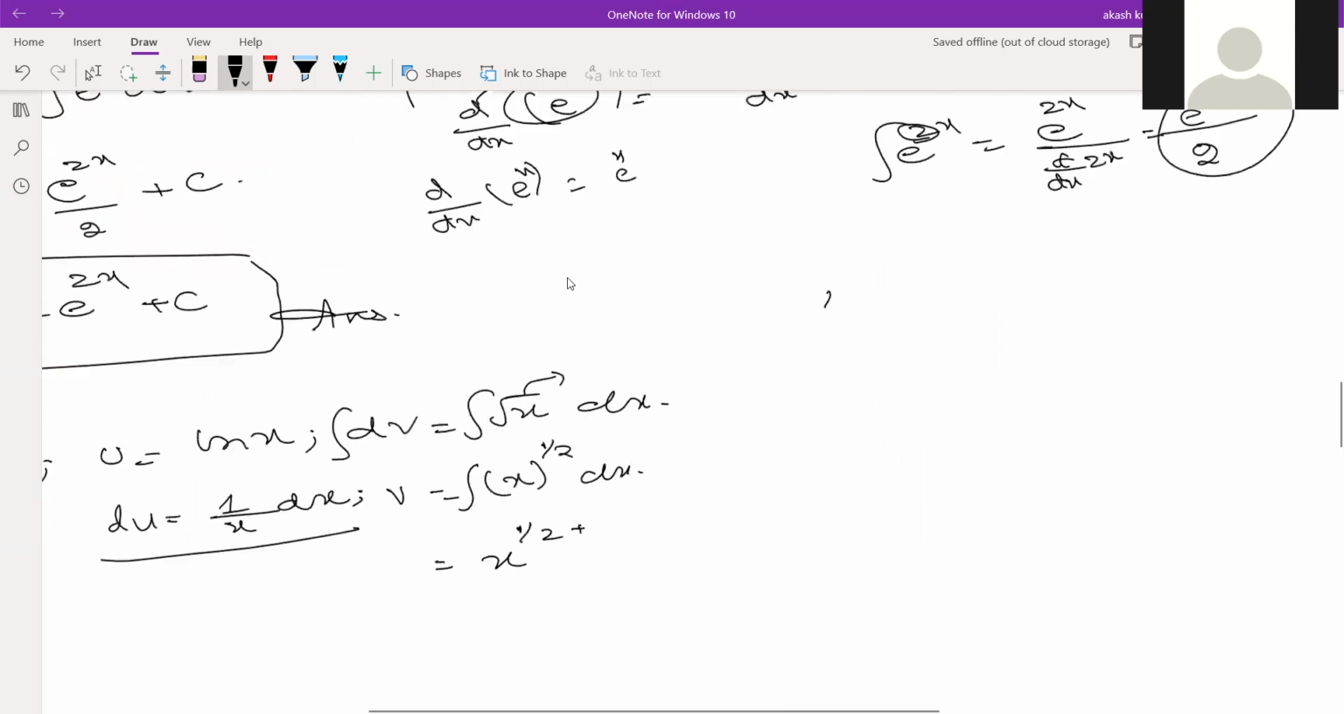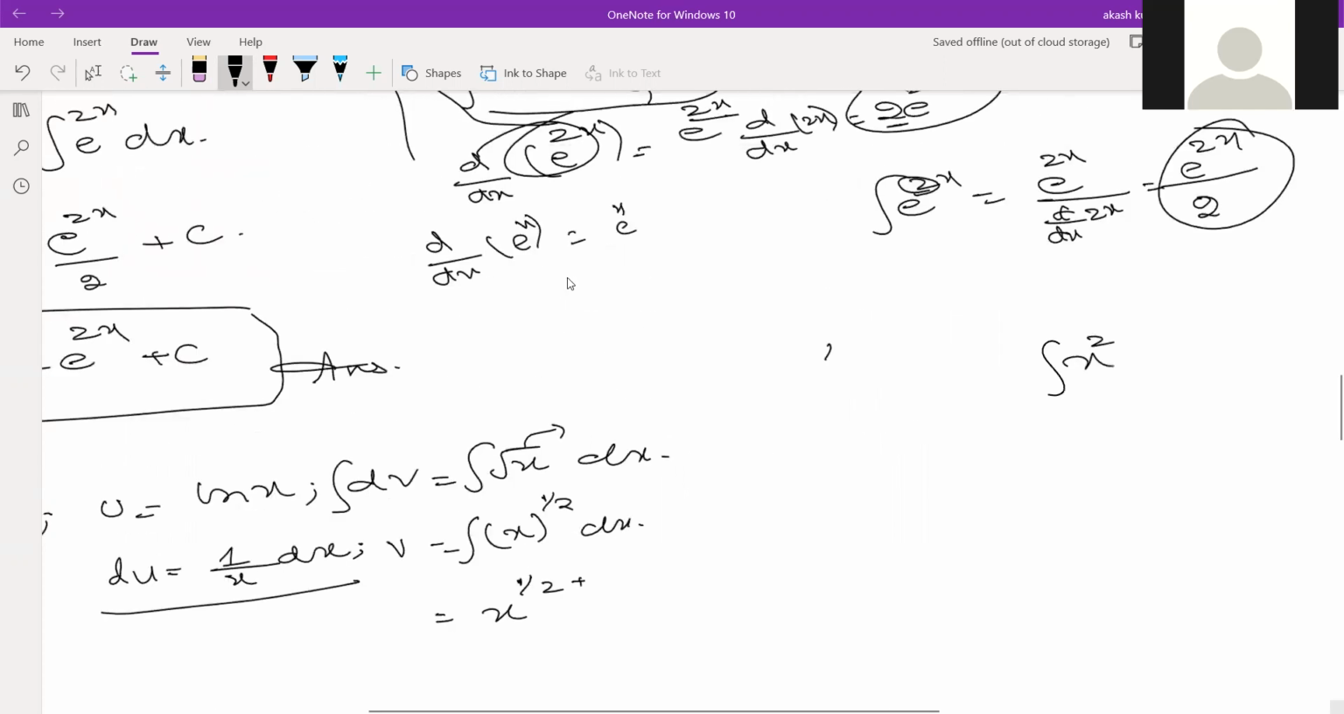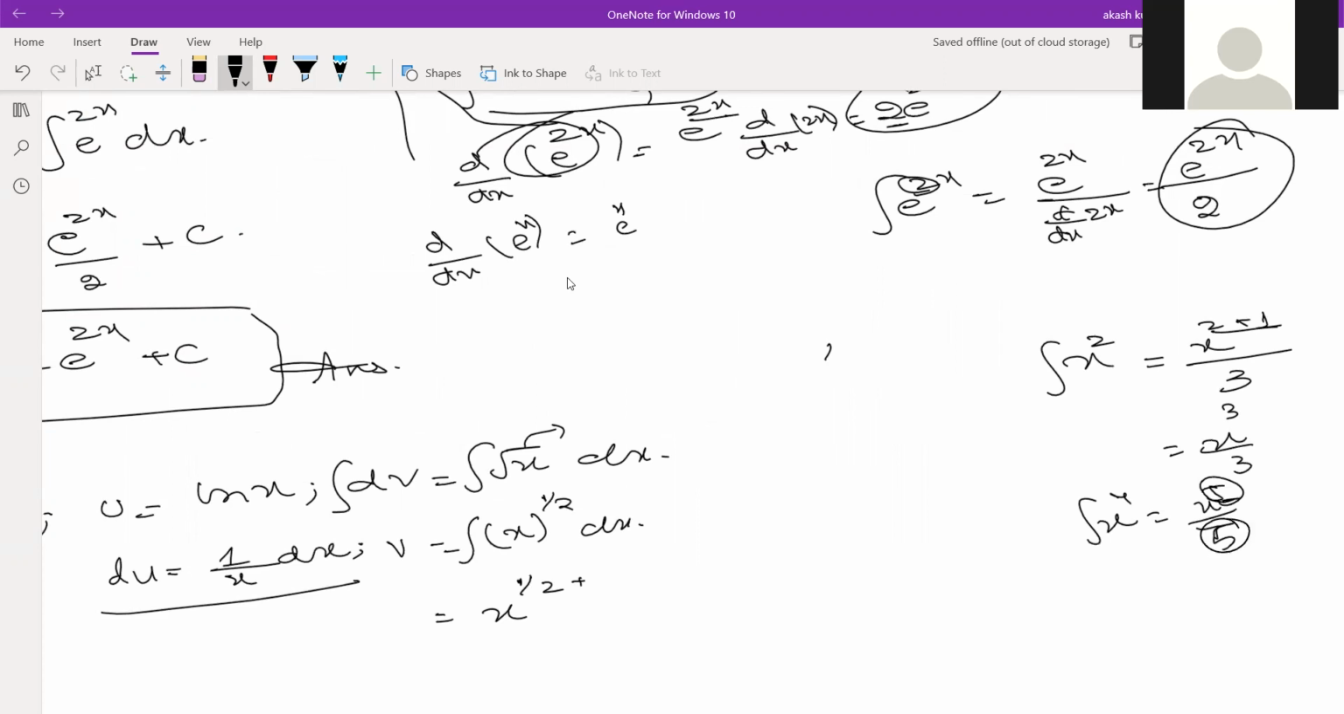If we have x squared, then we add 1 to the power and divide by that same power, so it will be x cubed over 3. If it's x to the 4, then it becomes x to the 5 over 5. We have to divide by the same power. So in this case, x to the 1 over 2: we add 1 to the power and divide by the same power. Clear?